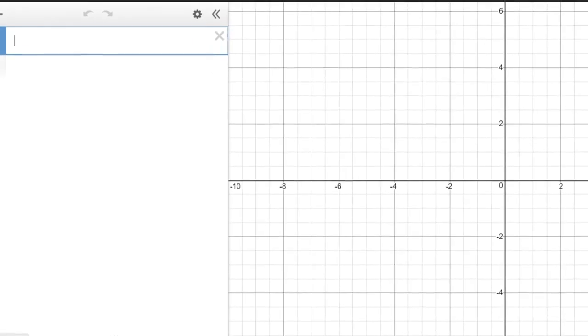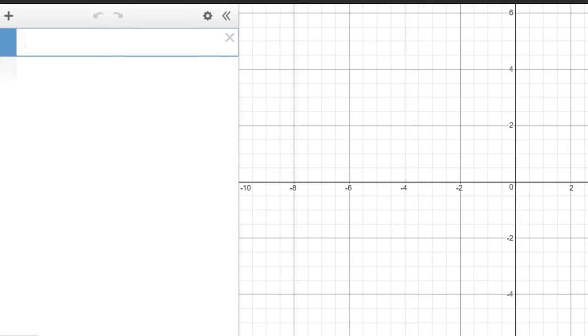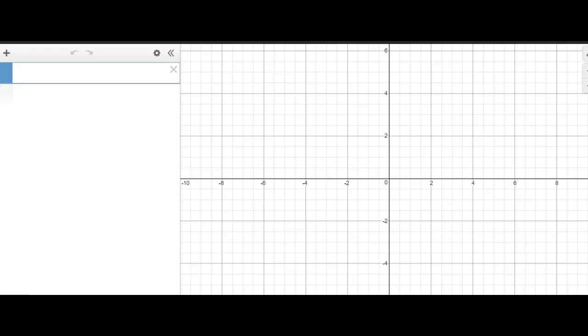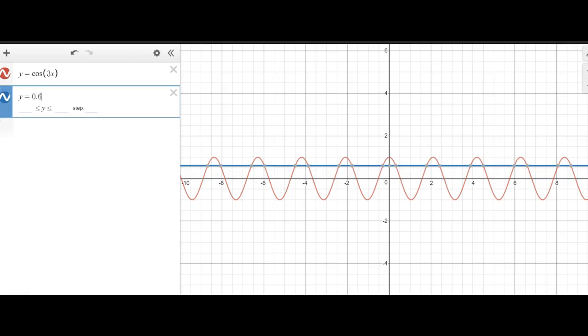Okay. Drag this back here. There we go. Now you can see the whole graph. Remember, on one side we were going to graph y is equal to the cosine of 3x, and then we were going to graph y is equal to 0.6 times x.